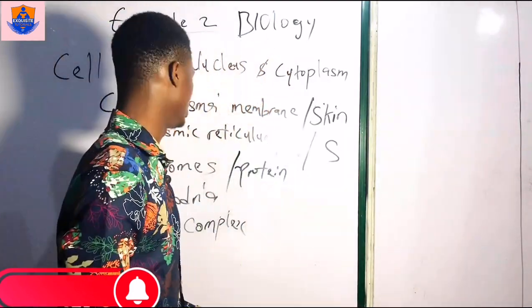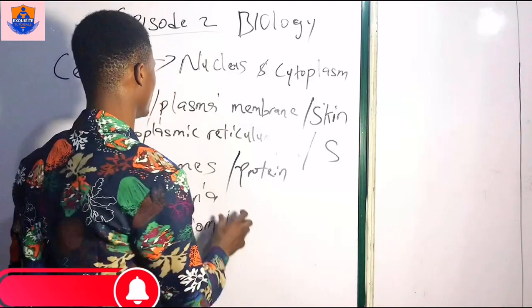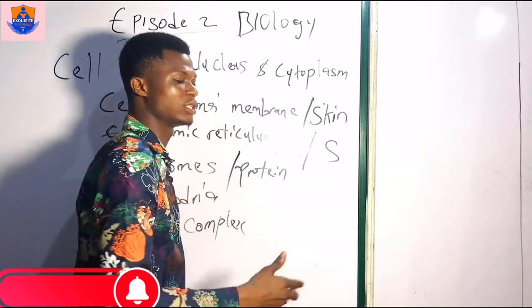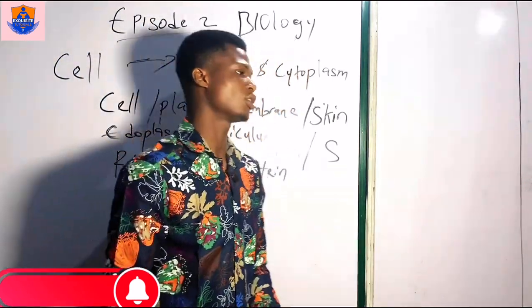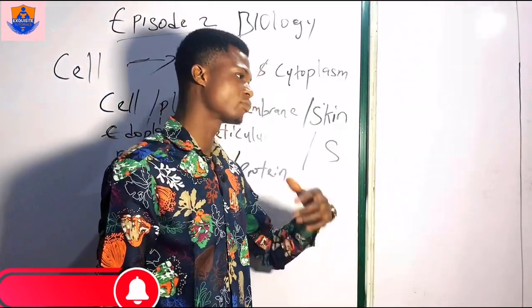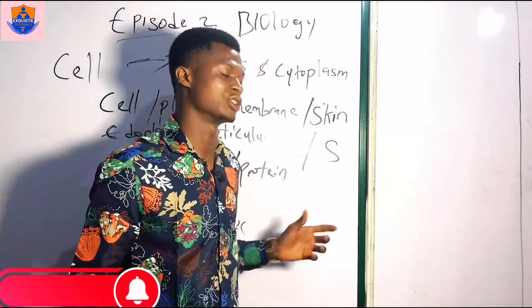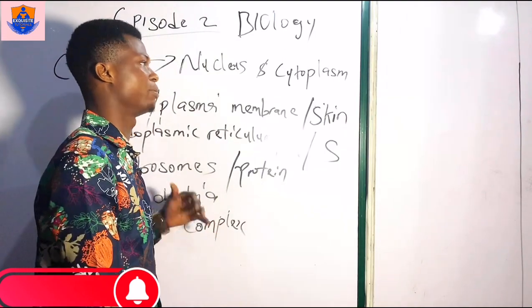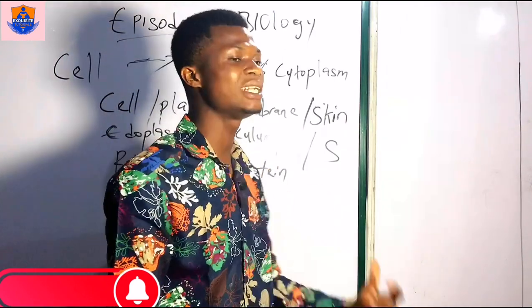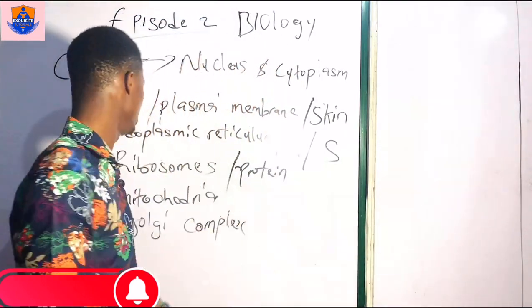Now, the mitochondria. The mitochondria is the site of cellular respiration. Just like in your body, where the lungs are the site of respiration, that is the work of the mitochondria. The mitochondria is responsible for anything that has to do with respiration in the cell.